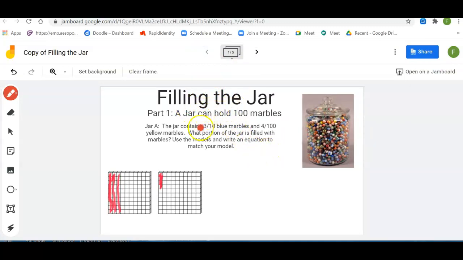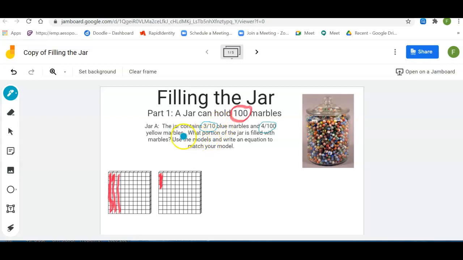So fill in the jar, part 1. A jar can hold 100 marbles. All right, so it can hold 100 marbles. So that's going to be just like having a 100 grid. The jar contains 3/10 blue marbles and 4/100 yellow marbles. All right, so you got 3/10 blue marbles, 4/100 yellow marbles.